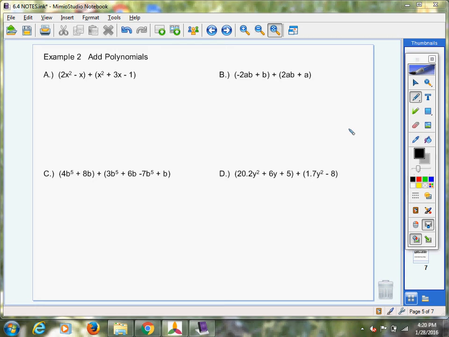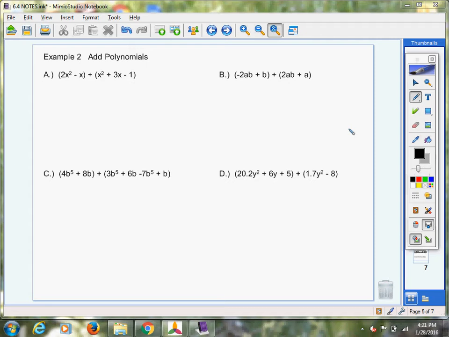Welcome back, algebra students. We're still in section 6.4. We're doing example 2, and we're still adding polynomials. But this time, we're going to show a polynomial plus another polynomial. So you're going to see them grouped a little differently than how we saw in example 1.